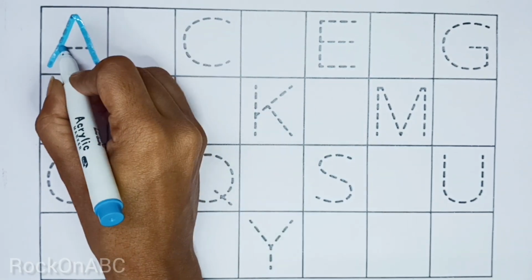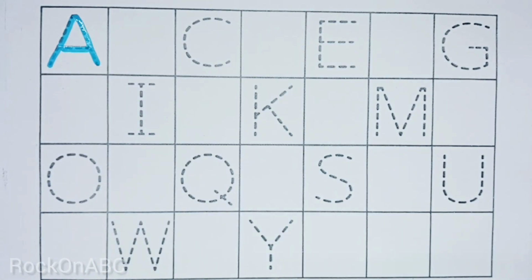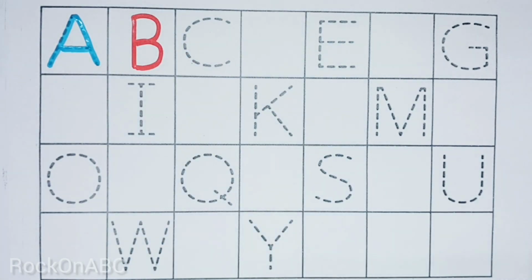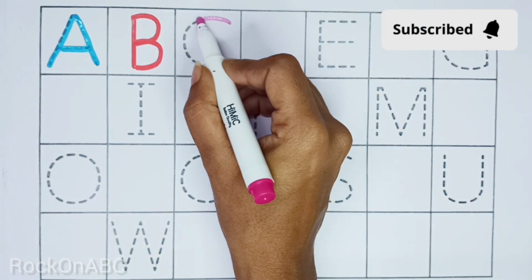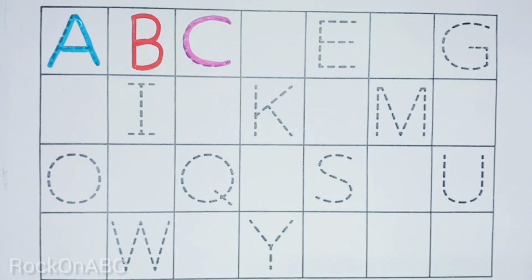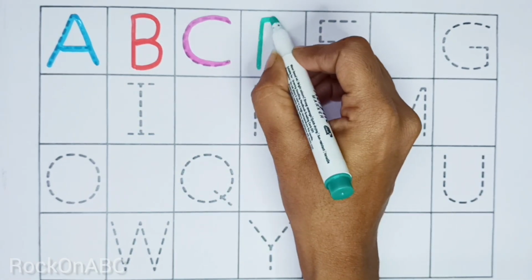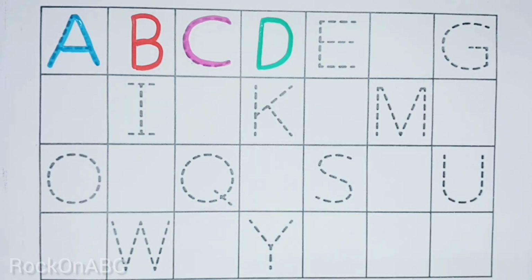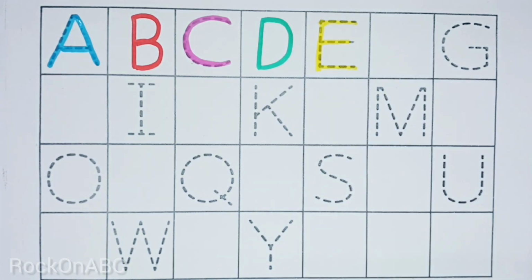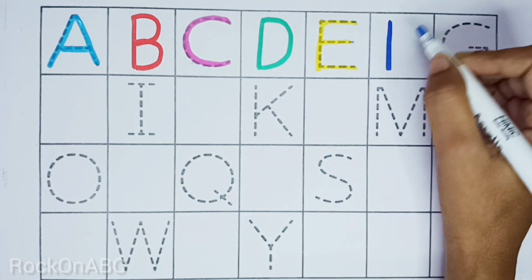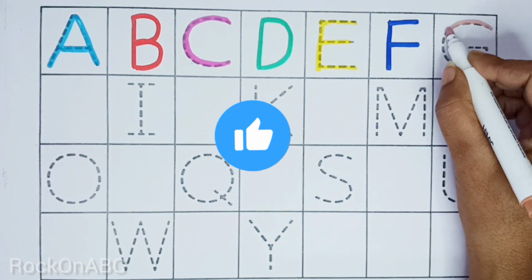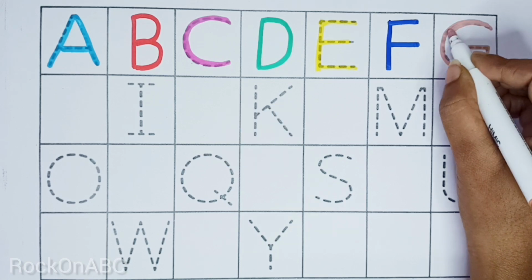A for arrow. Red color B. B for ball. Pink color C. C for cow. Grass green color D. D for dog. Yellow color E. E for elephant. Navy blue color F. F for fish. Brown color G. G for goat.